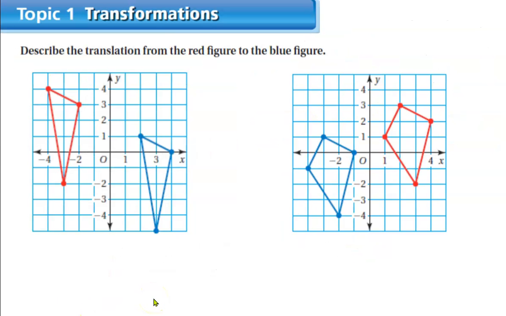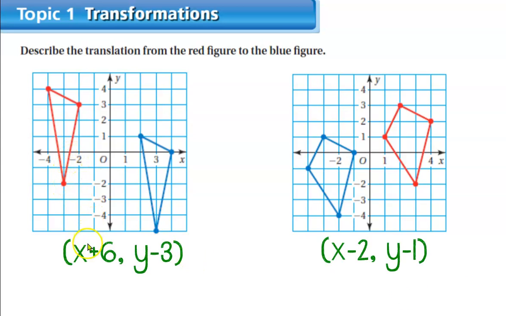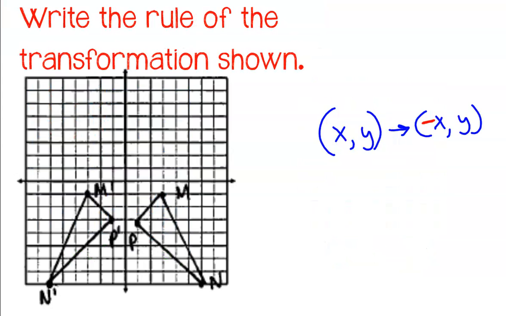So let's do a little recap here. If you are asked to write a rule, you are asked to describe mathematically what is happening to the points. So for these translations, you are adding numbers to each of those coordinates. But if you're looking at a reflection, you are changing the sign of one value. Be sure to write which value is changing.